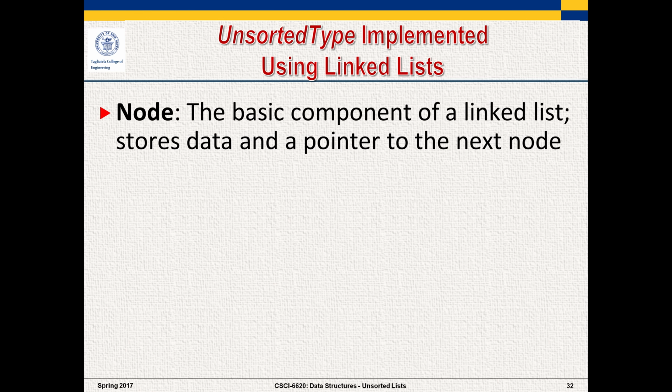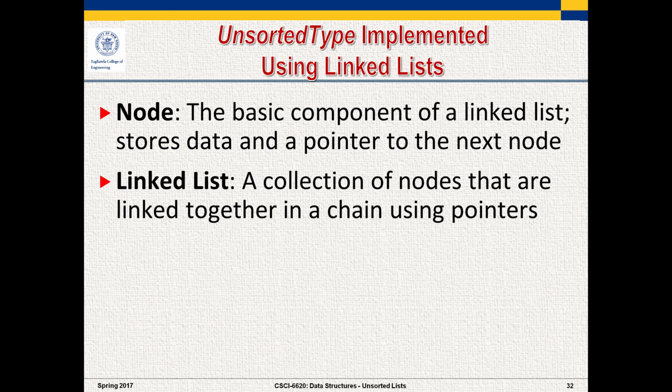We talked a little bit about linked lists, but to clarify some of the jargon, a node is typically the element that holds both the data and the pointer to the next element, the next node in the list. So a linked list is a collection of these. They're linked together using a chain of nodes that have pointers from one to the next.